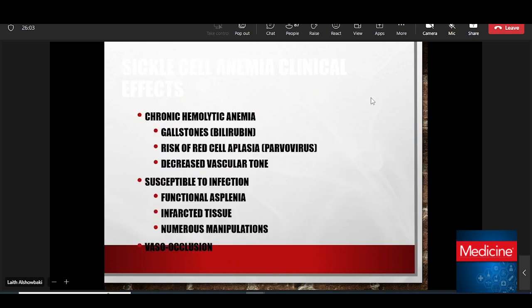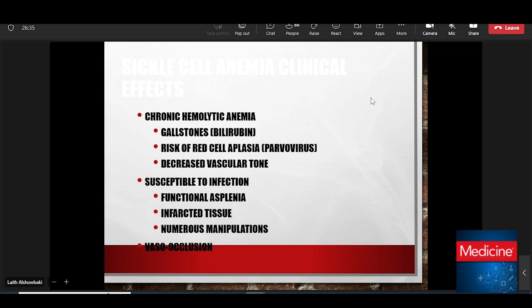So what are the clinical features of this disease? As you can tell, chronic hemolytic anemia and its consequences of having gallbladder stones and the risk of calculous cholecystitis, risk of red cell aplasia. We had that term mentioned before when we talked about the chronic hemolytic anemia and the co-infection with parvovirus B19, where the risk of pure red cell aplasia is quite significant. It's not common, but it's there.